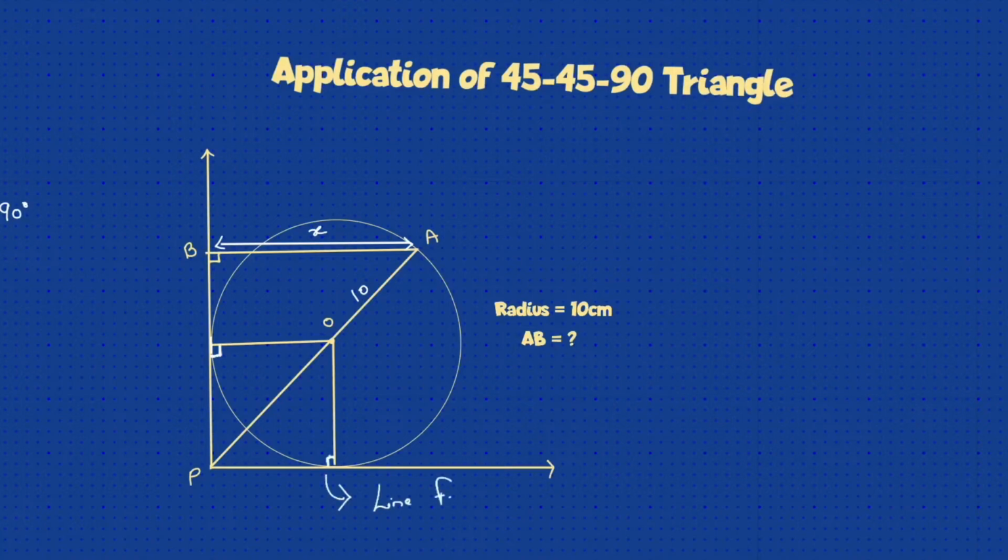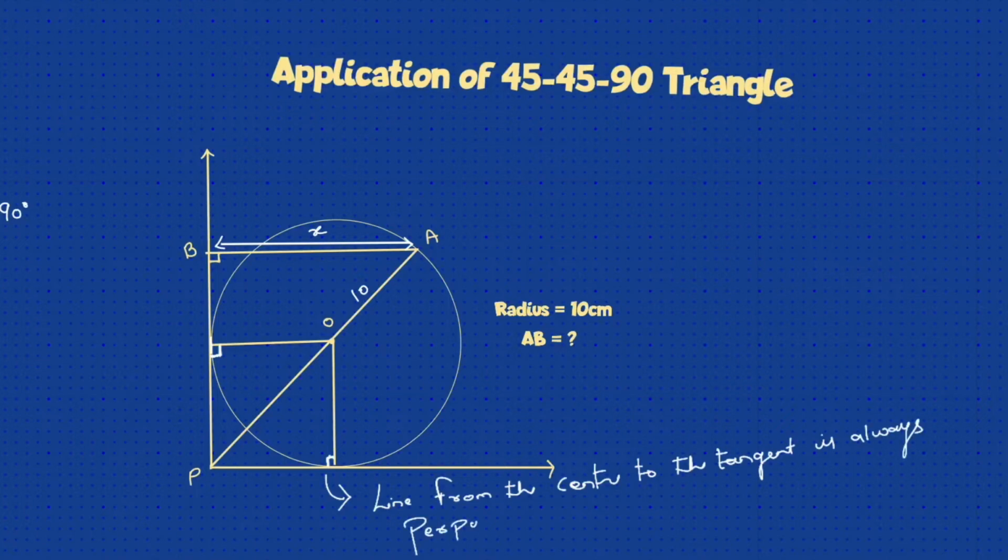Why? This is something we have learned in school, and we'll study this in the circle chapter as well. A line from the center to the tangent is always perpendicular to the tangent. For the time being, just have an idea: if I draw a line from the center to the tangent, it will always be perpendicular to that tangent. So I know this angle is 90.